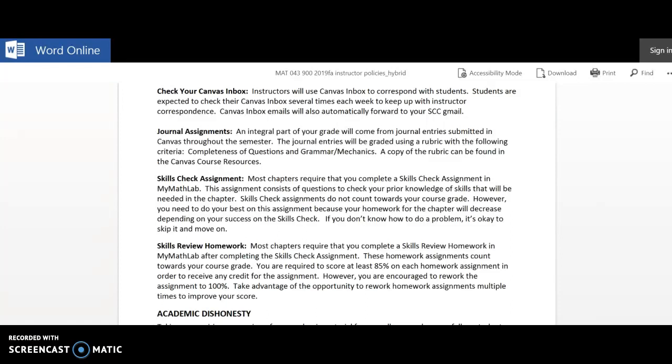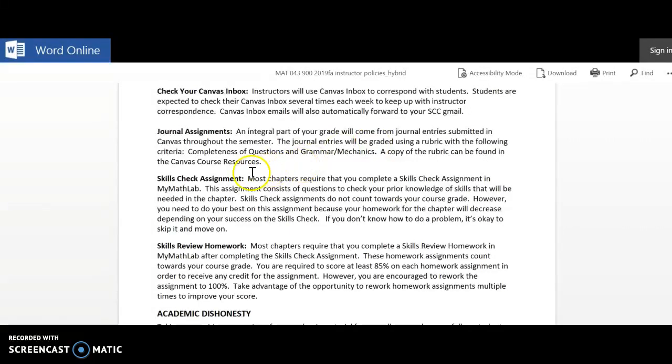Journal assignments. Journal assignments are extremely important in this course. They will be graded using a rubric that we'll look at in just a minute. There's 2 things that you're looking for on the rubric. You have to answer all of the questions, and you will be graded on grammar. Again, this is a very important part of your grade. You will also be doing some assignments in my math lab.